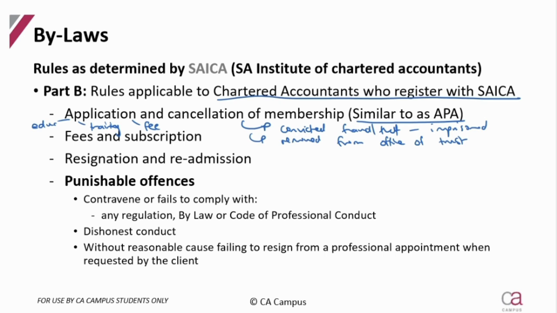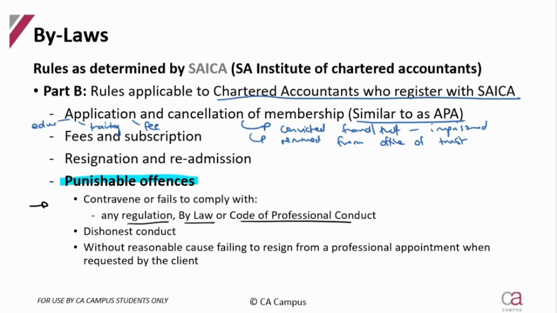The most important section for you is going to be punishable offences, and that's where you'll have to apply the bylaws in a question. So they contravene the Code of Professional Conduct. I'm going to have to discuss the elements in terms of the code's requirements and how they've contravened, and then as an additional point, I will say that is a punishable offence in terms of the SAICA bylaws because they have not complied with the code. Okay, so if they don't comply with any regulation, bylaw, or the CPC, it is a punishable offence. That's all you need to know.